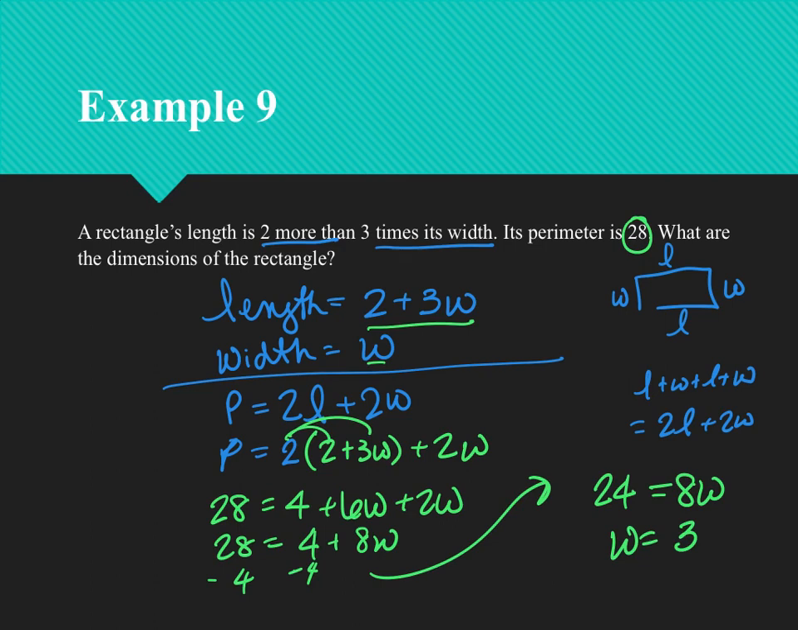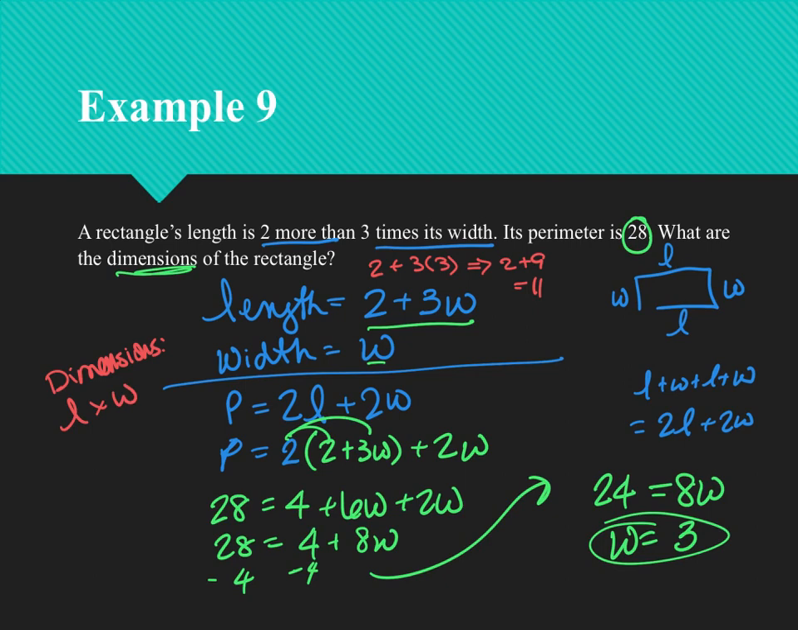So that's part of my problem. I do need to know what w is, but I also need to know what my length is because I need the dimensions. So if I plug my w in up here, I really have 2 plus 3 times my w, which we said was 3. So this gives me 2 plus 9, which is 11. My dimensions usually go length by width, so this would tell me that my dimensions are 11 by 3. And that would be my final answer then. Please let me know if you have any questions. Otherwise, I will talk to you later in class.